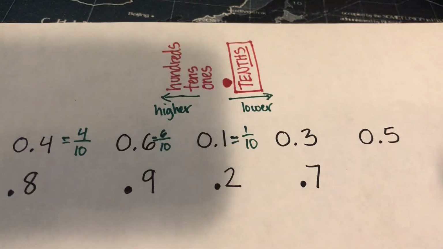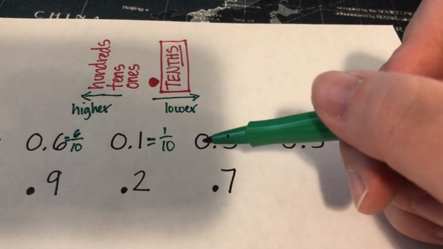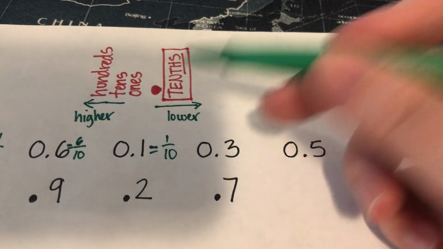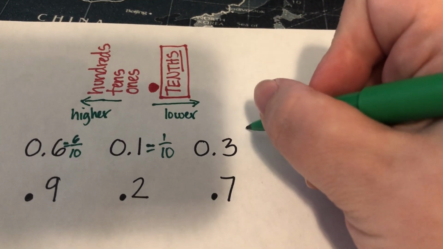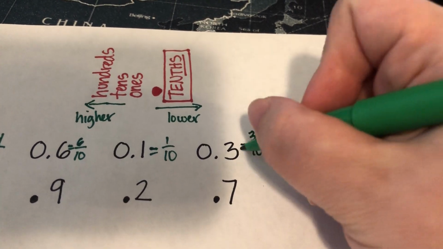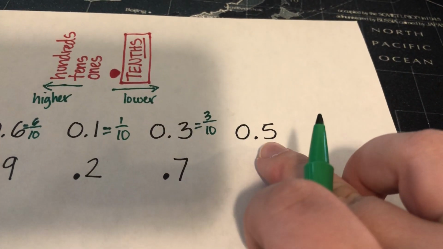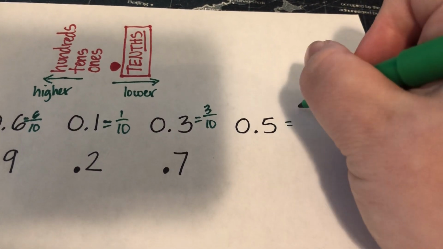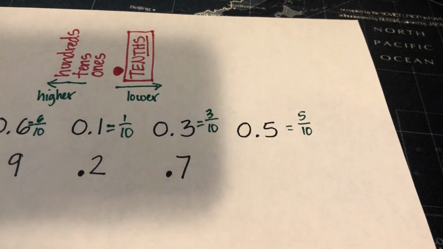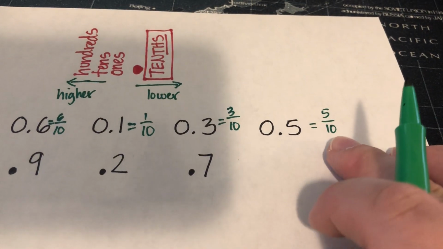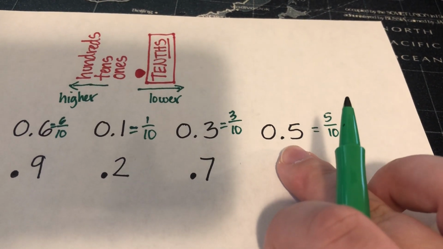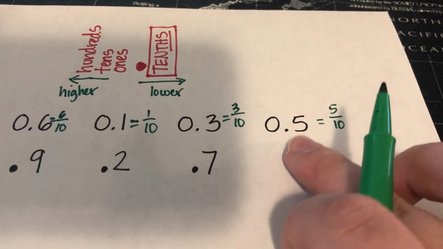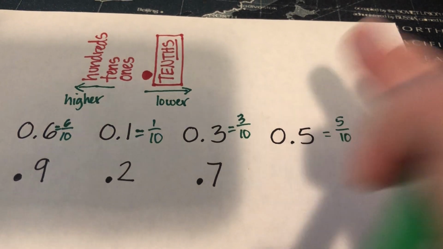0.1 is 1/10. We have a 0 in the ones place, a decimal, and we have a 3 in our tenths place. So this is 3 tenths. This one would be 5 tenths. Okay, so we have decimal form, 5 tenths. We also have fraction form. That's why I'm showing you both right here. But this, if you just want to say it, is 5 tenths.